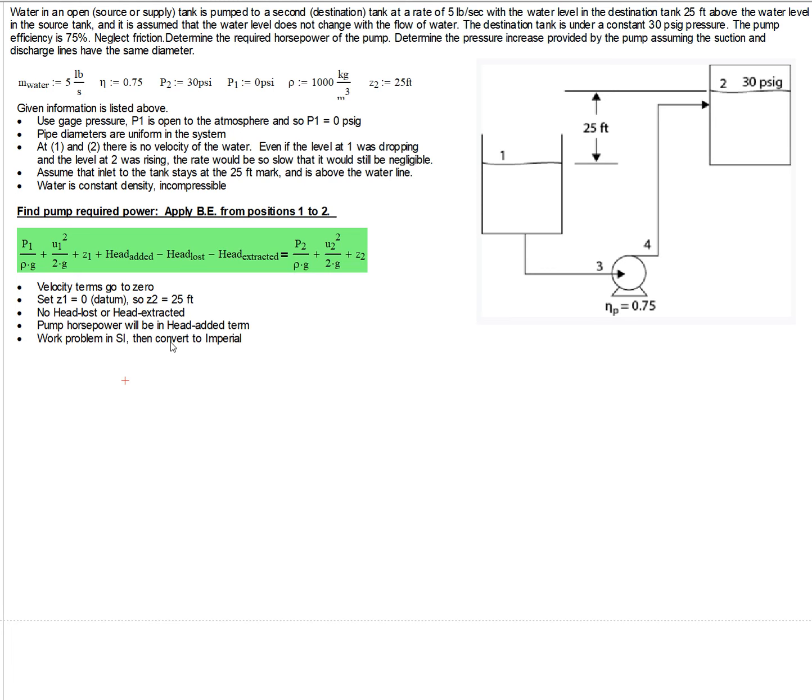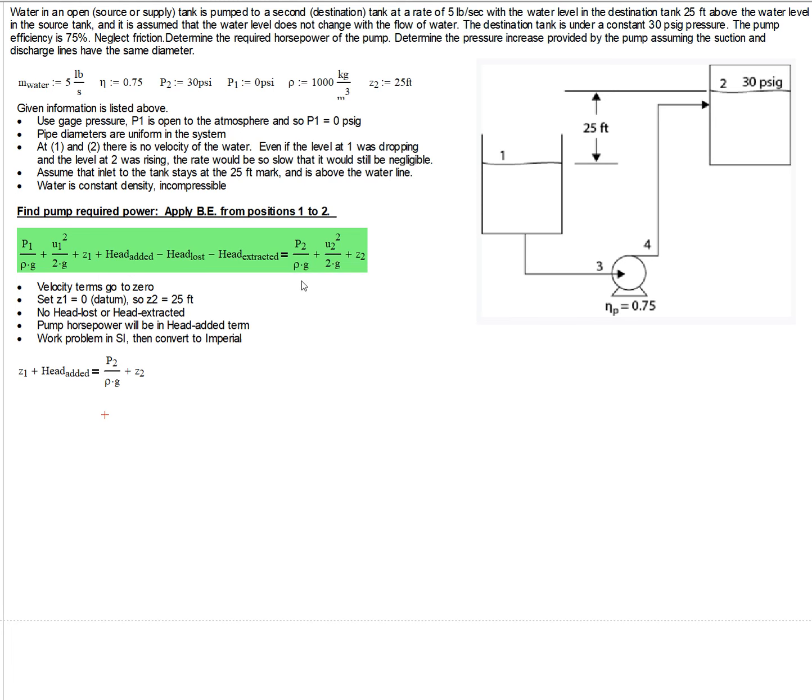Let's cross out the terms, simplify it. I'm going to work the problem in SI units, and we'll convert to imperial units as needed for the final answer. So we take our terms and we cross them out based on our assumptions. So the pressure, P1 term, that goes to 0 because we are at 0 PSI gauge. Our velocity term goes to 0. All we're left with on the left-hand side is Z1, which is actually 0. I left it there, plus our head added.